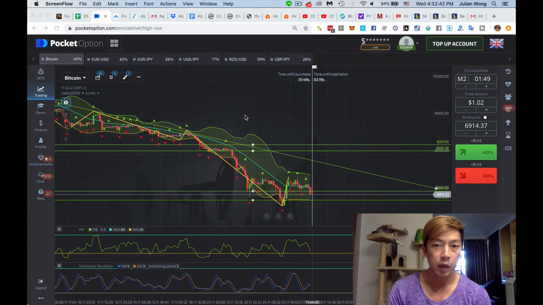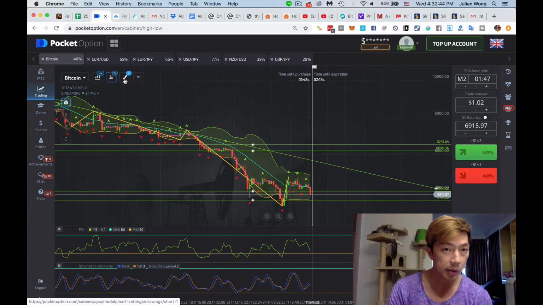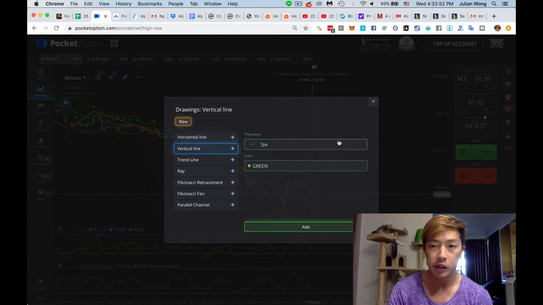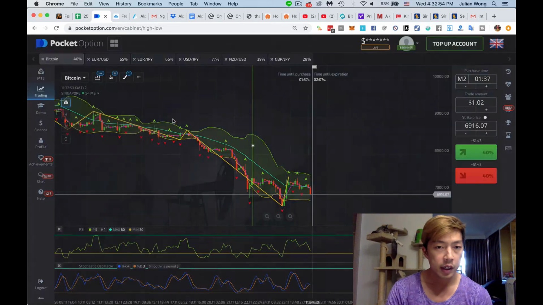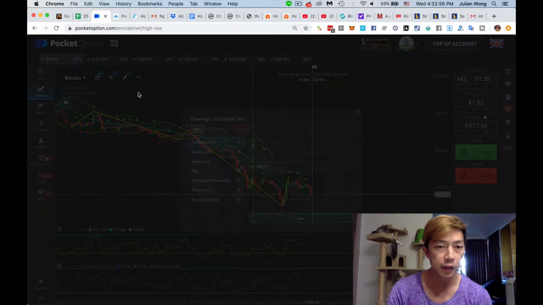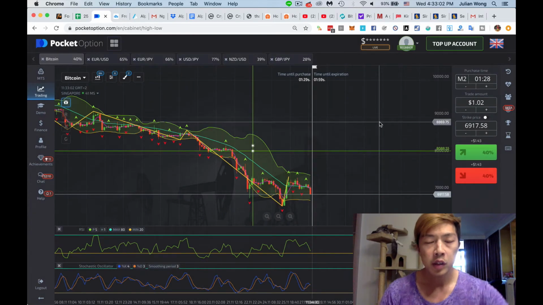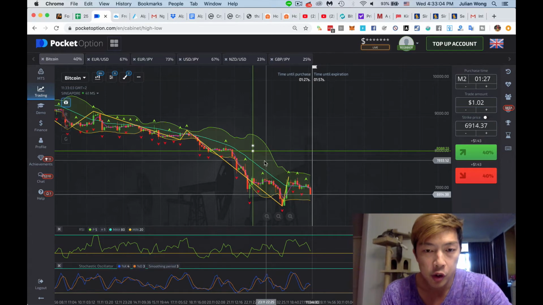So what we can see first and foremost, let me just clear out some of the lines I have on this chart, just so we can give you a clearer view. So I'm going to delete all these lines. And now I'm going to be adding in a couple of components that I'll be using. And let's get a few of them. So horizontal line, and so on.